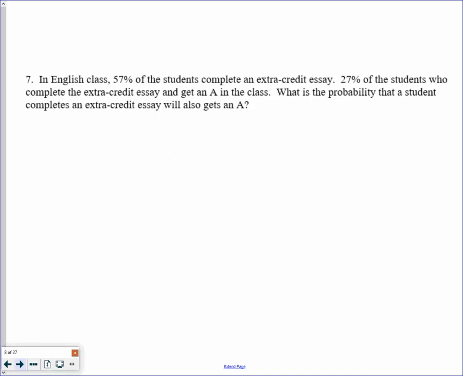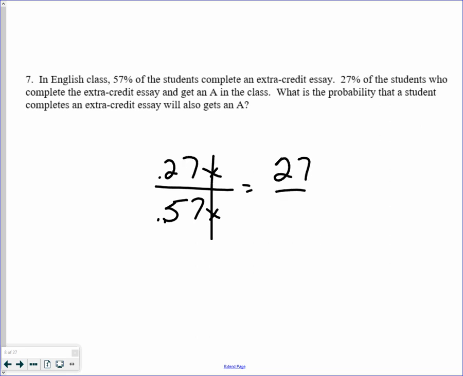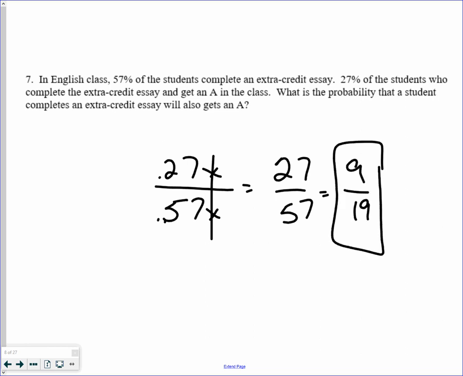In English class, 57% of the students complete an extra credit essay. 27% of the students complete the extra credit and get an A. What is the probability the student completes the extra credit essay and also gets an A? So now, the probability the student completes the extra credit, that is 57% of the class, and this is 27% of the class. The percent signs cancel. You get 27 out of 57, which reduces to 9/19.